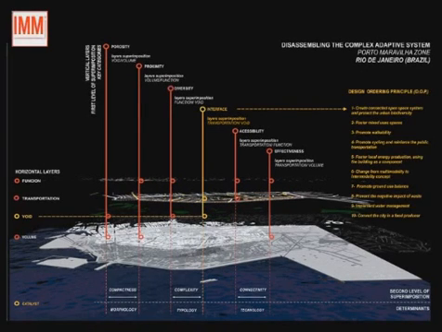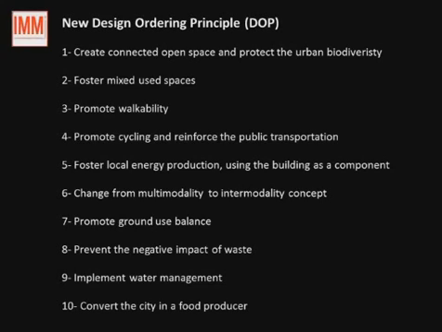In this case, the priority sequence of action was defined as: creating connected open space and protecting the urban biodiversity, fostering mixed-use spaces, promoting walkability, promoting cycling and reinforcing public transportation, fostering local energy production using the building as a component, changing from multimodality to intermodality concept, promoting ground use balance, preventing the negative impact of waste, implementing water management, and converting the city into a food producer.